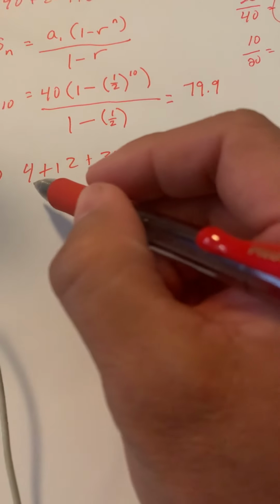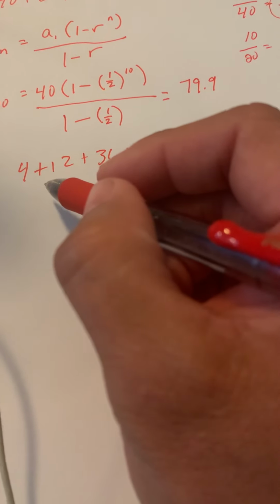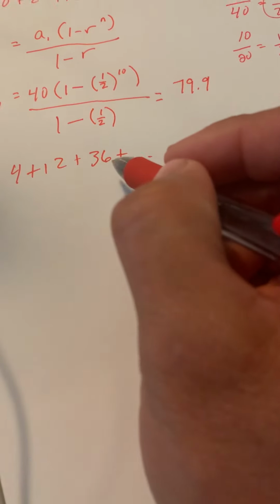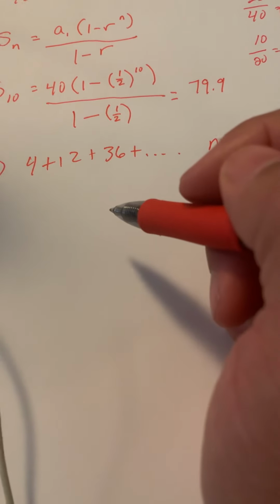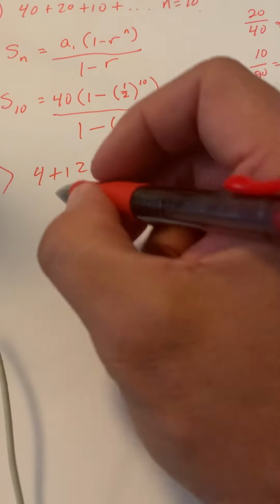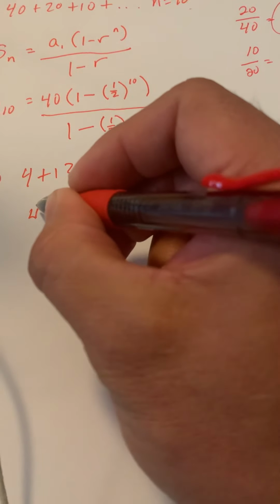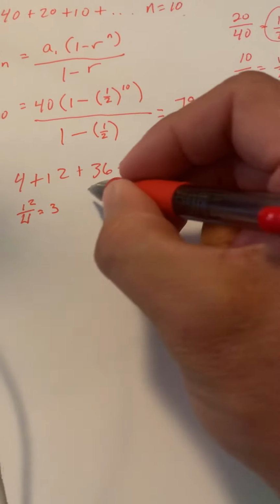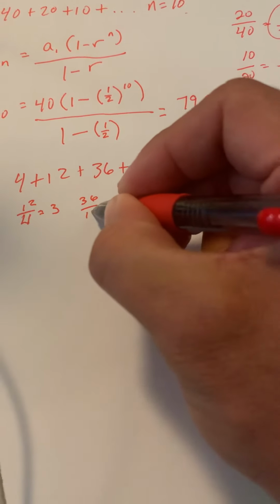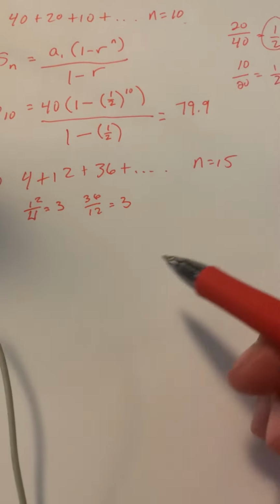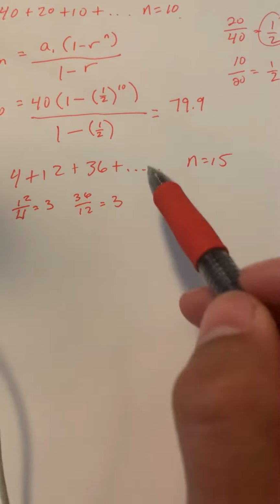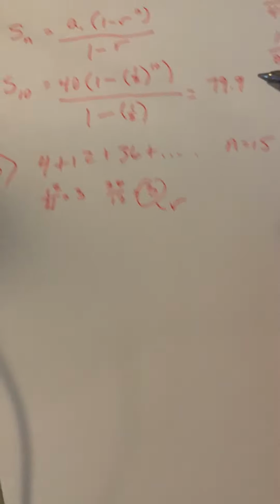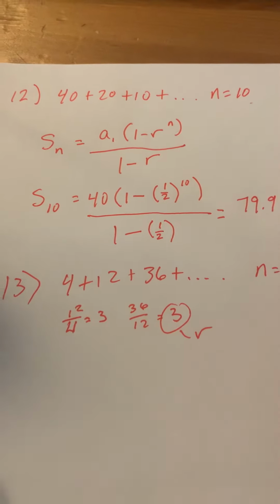If you notice, to go from 4 to 12, I have to add 8. Well, if I add 8 to 12, that would make 20, but it's not the next number. So it's not arithmetic, it's geometric. In fact, if I take 12 divided by 4, I get 3. If I take 36 divided by 12, I get 3. So everything is getting multiplied by 3 to find the next term. So this is my common ratio. Then I would use the equation above and solve that.